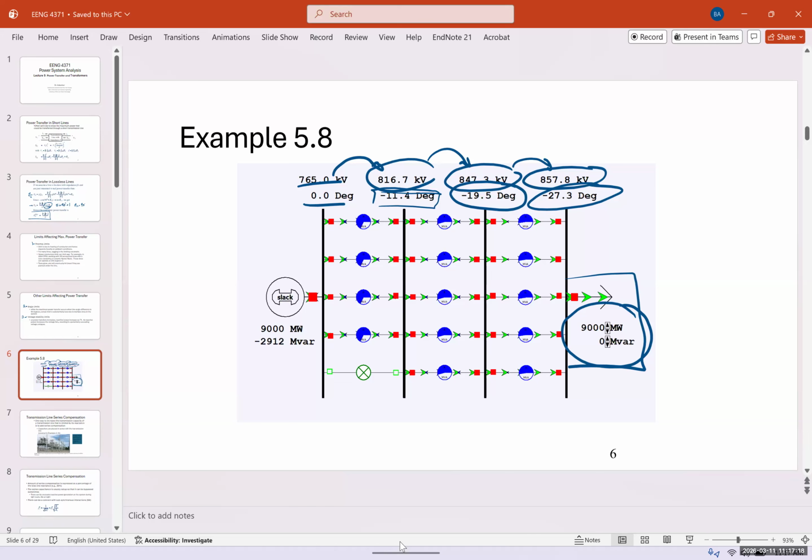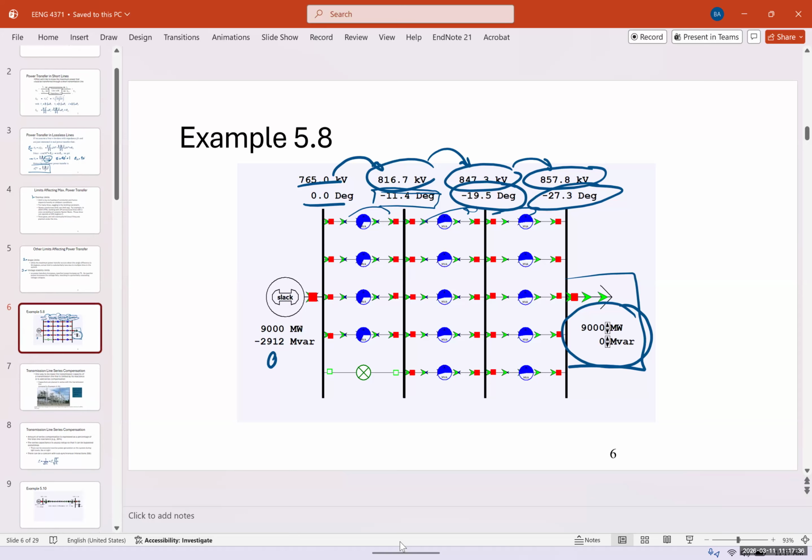This is for an ideal situation, this never happens. But how did we get 0 megavolt amp reactive? Because of the phase shifts or the angles that we have. If this was 0 and we wanted to get 0 out, then we had to add capacitors or power factor angle compensators to do that.